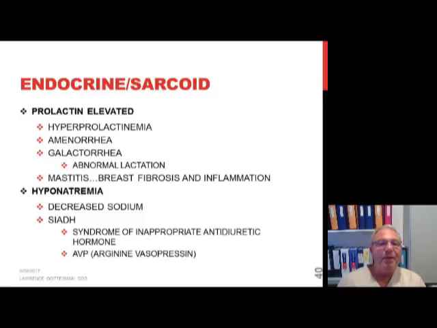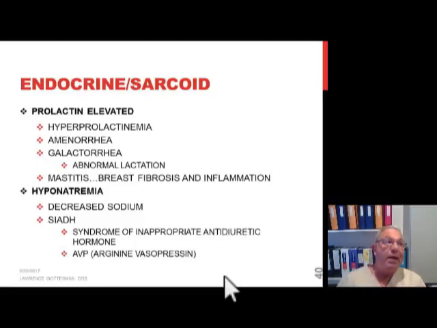Another phenomenon that happens in the endocrine system is the decreased sodium production. So we're losing sodium, and this can be associated with a couple of diseases. Number one is SIADH, which is another acronym for syndrome of inappropriate antidiuretic hormone, and I can test for that by sending the patient to the laboratory to get some blood and seeing what their arginine vasopressin levels are, which is the same as antidiuretic hormone.